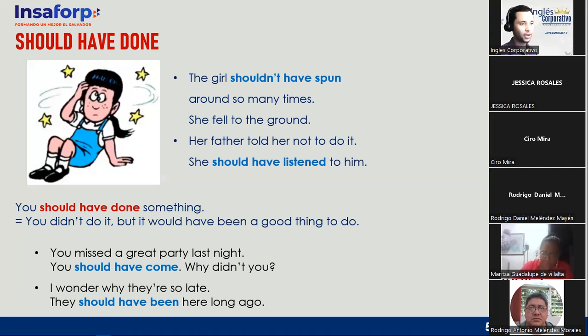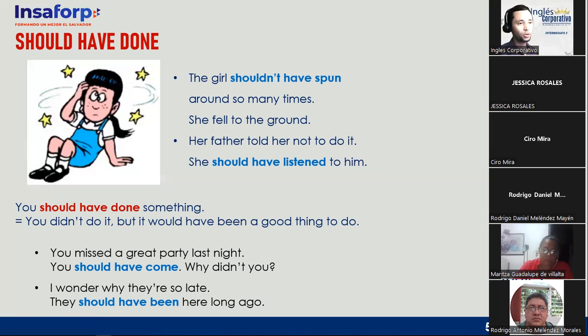That's the general idea. Just remember, when you use the structure, you should have done something. That means you didn't do it, but it would have been a good thing to do. Usted no lo hizo, pero habría sido bueno hacerlo. Por eso le dicen, you should have done something.